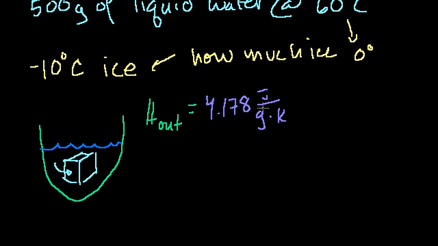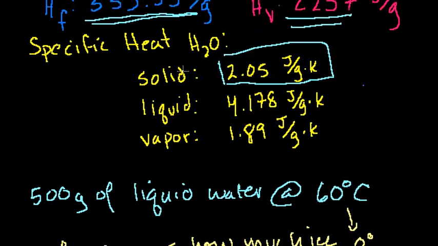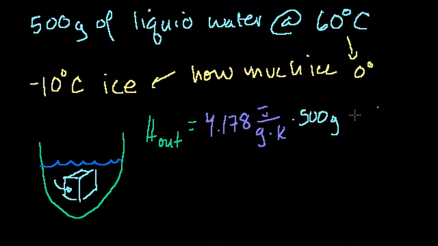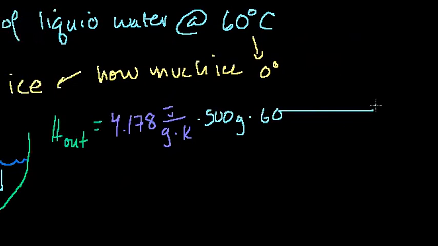And I have to multiply that times the number of grams of water I have to take the heat out of. We know that's 500 grams. And then I multiply that times the temperature differential that we care about. And just a side note, I use this specific heat because we're dealing with liquid water, liquid water going from 60 to 0. So the final thing, I have to multiply it by the change in temperature. The change in temperature is 60 degrees.